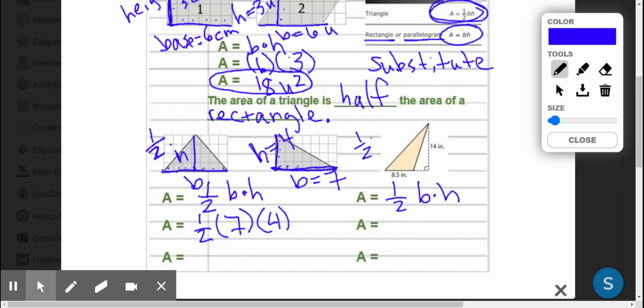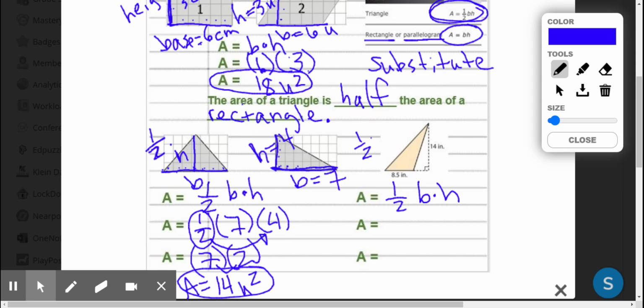So we're going to take the letters out and substitute. And now 1/2 of 7, as you get to this process, you can take half of one of these numbers. And I'm going to do half of 4 because that's going to be easier than doing half of 7. So bring 7 down, and 1/2 of 4 is going to give us 2, and then 7 times 2 is 14. So the area is equal to 14, and let's call this units squared, whatever those units are.